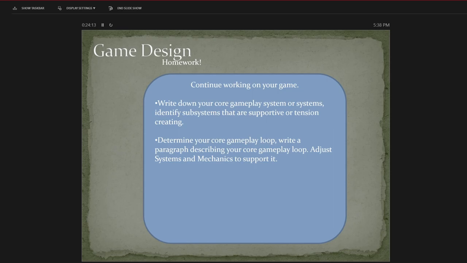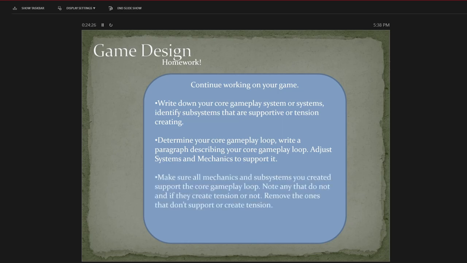This is where you can show how you're a little bit different from the very basics of it. And then adjust your systems and mechanics to support it. Make sure that you show the connection to your core gameplay loop. Make sure that all mechanics and subsystems you created support the core gameplay loop. Note any that do not, and if they create tension or not. Remove the ones that don't support or create tension.